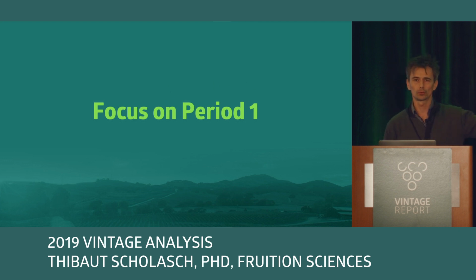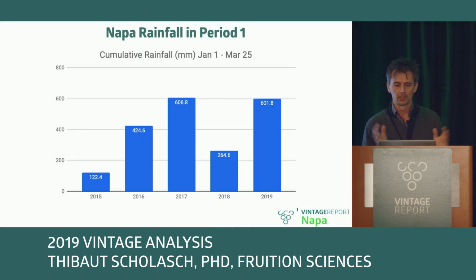I'm not going to go through each and every climatic variable that there is. I have just decided to highlight the most important one. If you look here at the 5 most recent vintages, what's very apparent is that during the winter, there was a lot of moisture supply.